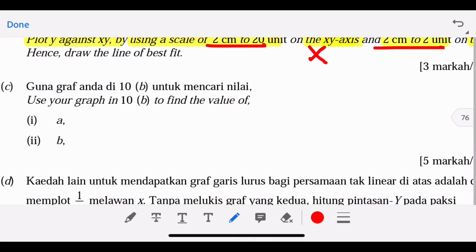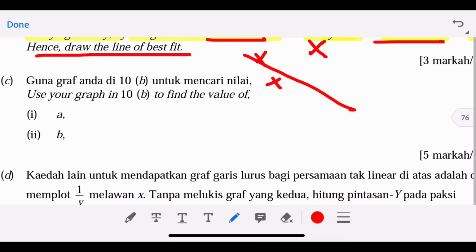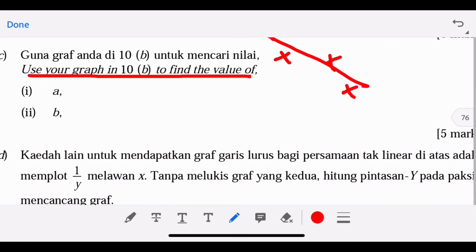Okay, hence draw the line of best fit. Right, so the line of best fit must have the points balanced up and down. Right, so that is the line of best fit. Then use the graph from 10b to find the values of a and b.